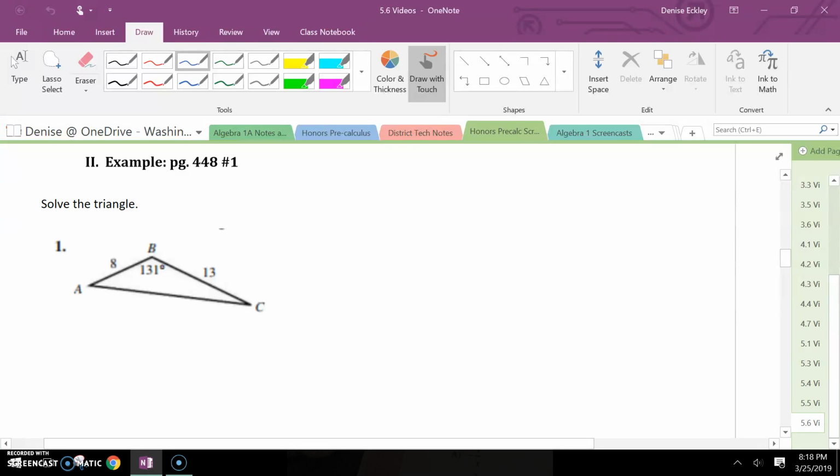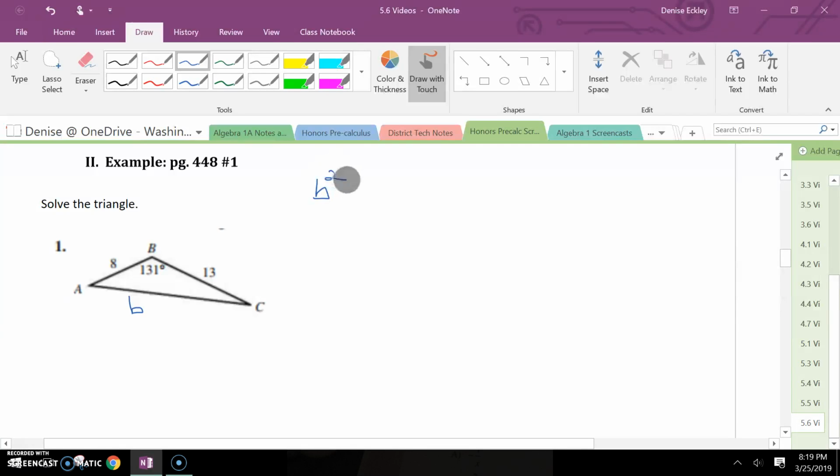Page 448, number 1, asks us to solve the triangle when we're given side angle side. So for a side angle side situation, we want to use the law of cosines. The first thing we normally do is find the remaining side, which in this case would be side B. So we can find B using the law of cosines.